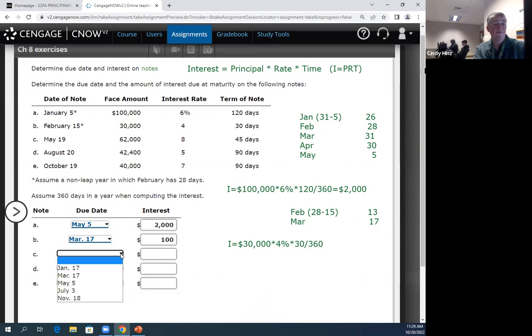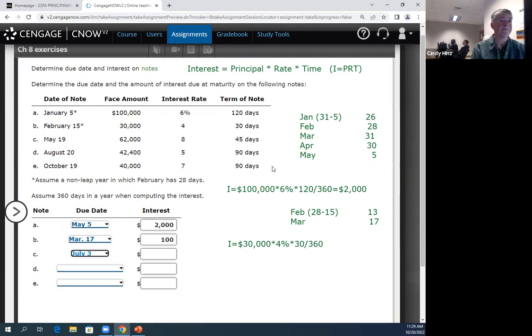So May 19th, 45 days, that would be a month and a half later. So the end of June, beginning of July, we know that's going to be July 3rd of the choices we have. It's okay to do that as long as you feel comfortable with how to do it when you don't have a list of possible options. I'm going to pause the recording, restart the recording once you have finished this exercise.